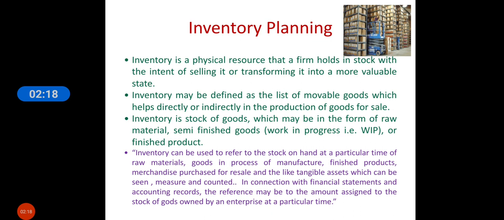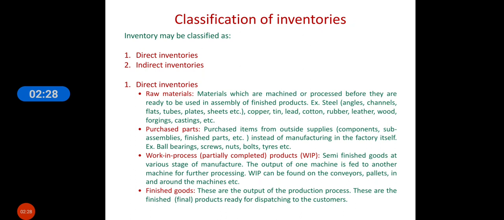Okay, raw materials are commodities such as steel, fabrics, etc., and purchased parts such as gear, piston, etc. That goes into the final product. Then the purchased parts are items purchased from outside: supplies, components, sub-assemblies, finished parts, etc. Instead of manufacturing in the factory itself, we are purchasing it from the outside.